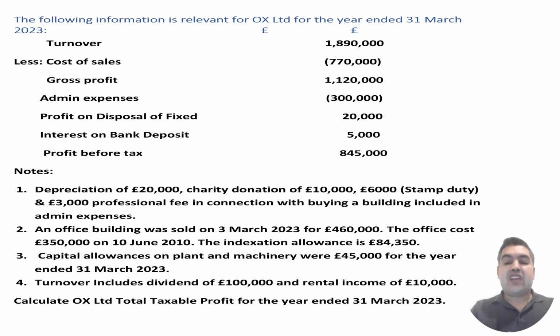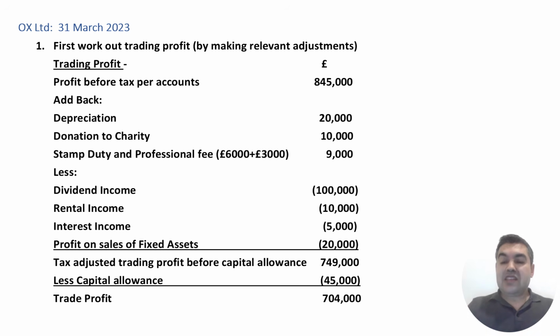However, if you are confused which expenses are allowable or which one is not allowable, if by mistake you didn't make this adjustment, you lose 1 or 2 marks. However, in exam, there are plenty of marks you can get from your exam paper. Now it's time to make some adjustments.